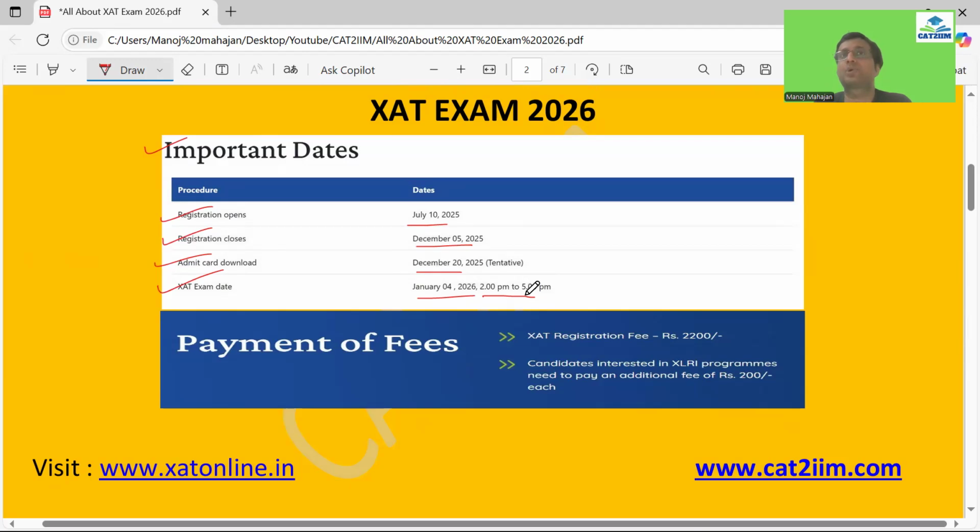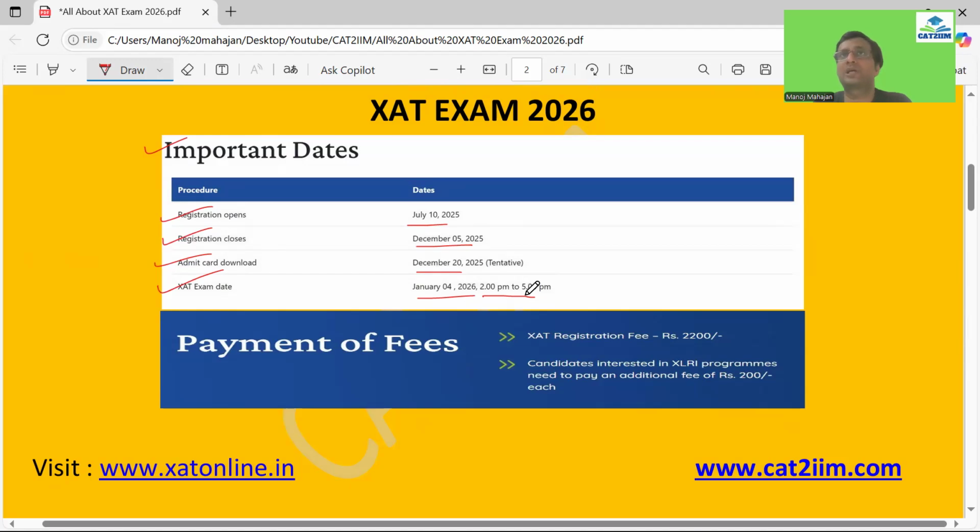But let's say if you are not targeting XLRI, you're targeting the other B schools like XIMB, IMT Ghaziabad. So if you've already done well in the CAT, you can expect calls of these B schools through the CAT paper. So no need of looking forward to these B schools through the XAT paper.